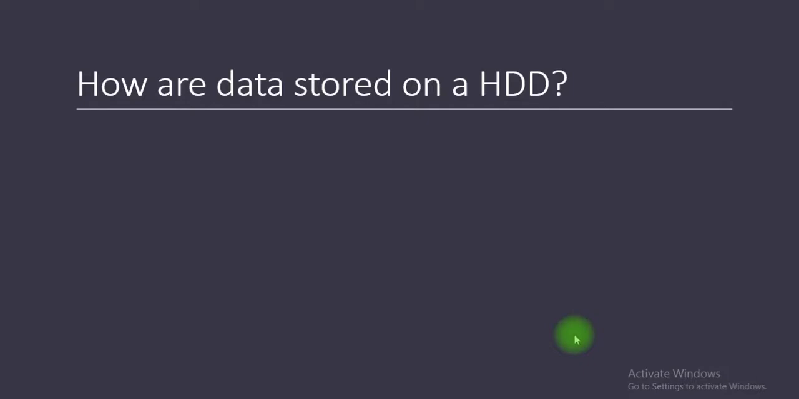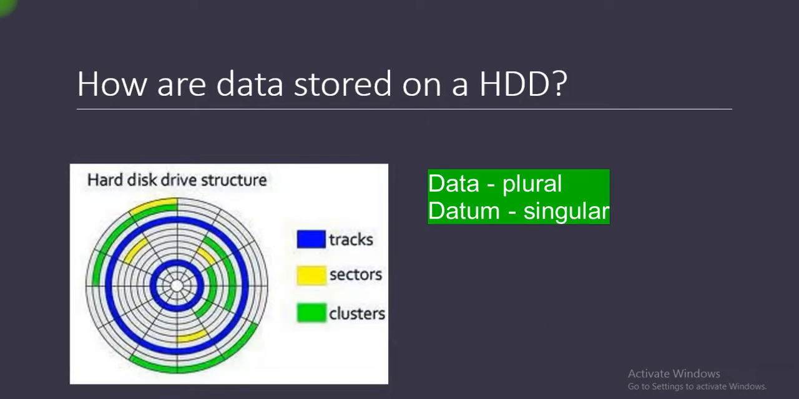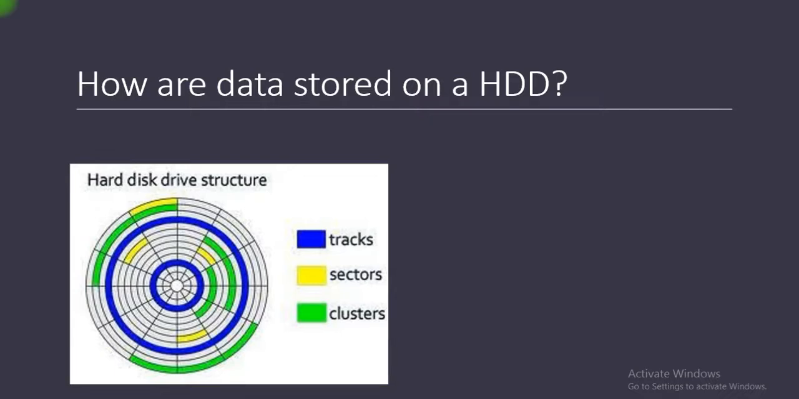Alright, so how is data stored on a hard disk drive? I alluded to this a little bit earlier: magnetic particles are coated on the surface of the disk, and that is a big part of the process. Now, in terms of file organization, what you're looking at here reflects how information would be stored on the surface of a disk.